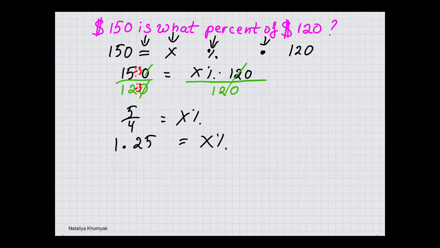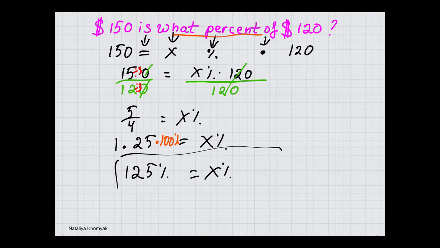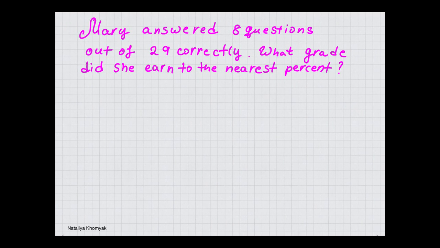Now the answer should be in percent, so let's change this into percent, times 100%. So 125% is our solution. Mary answered 8 questions out of 29 correctly. What grade did she earn to the nearest percent?